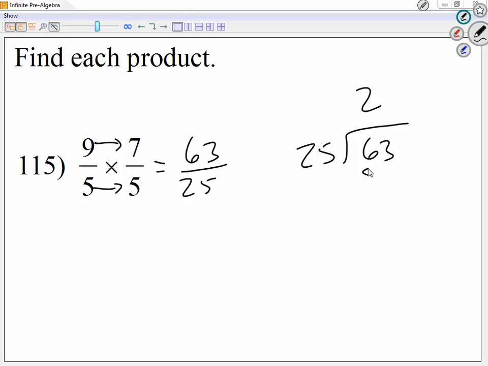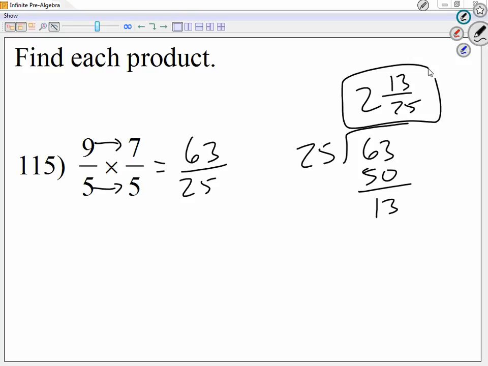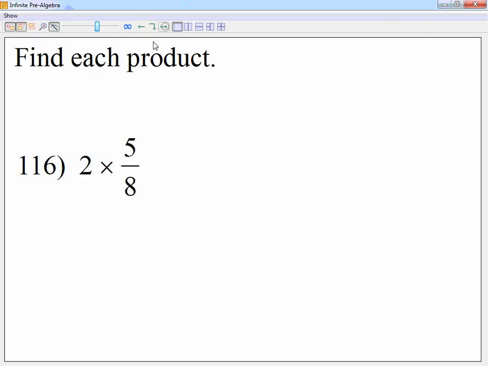Because 25 times 2 is 50. When I subtract this is 13. So my fraction will be 13 over 25. Once again, for multiplication, we don't need common denominators, because we're just going to multiply straight across. Sometimes our numbers can be simplified. Let me take a look at 116 to see what I mean.